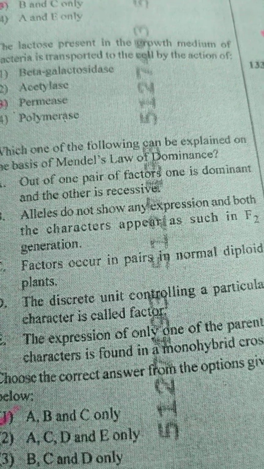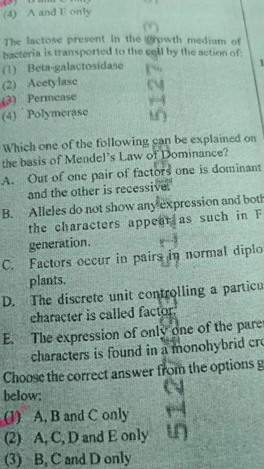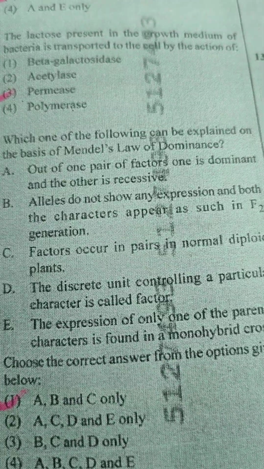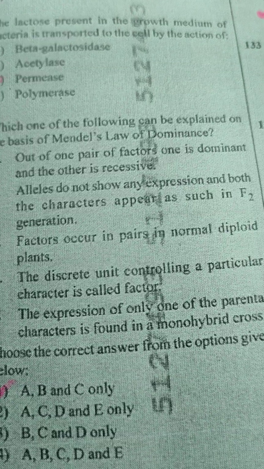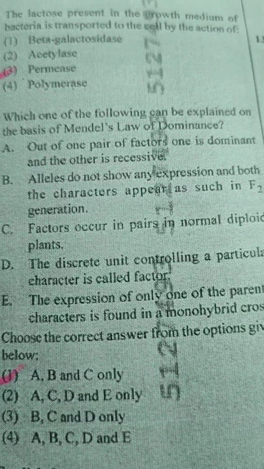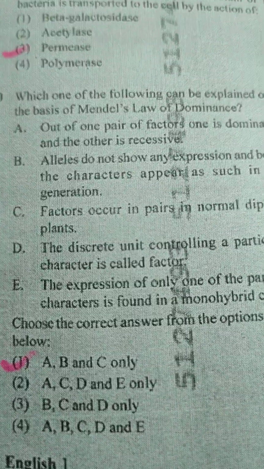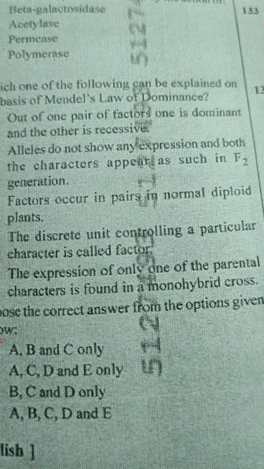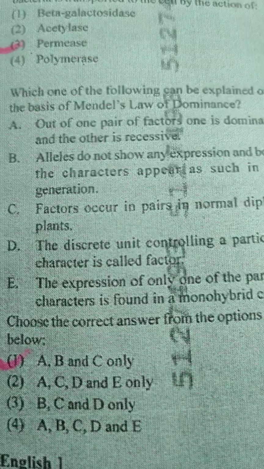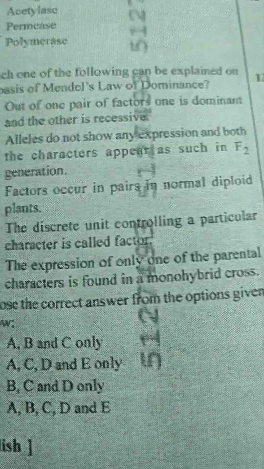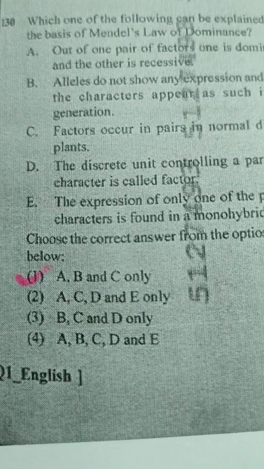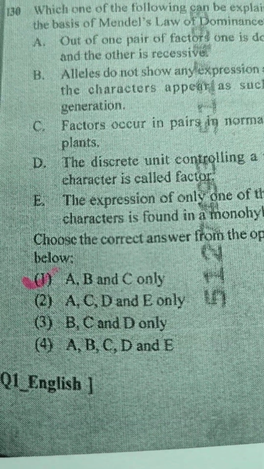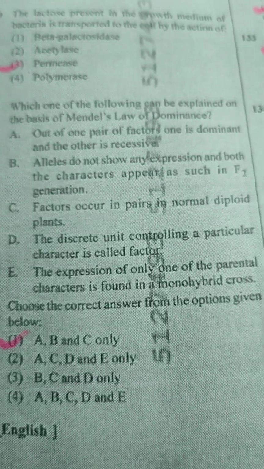Question number 130. Which one of the following can be explained on the basis of Mendel's law of dominance? A. Out of one pair of factors, one is dominant, the other is recessive. B. Alleles do not show any expression and both the characters appear as such in F2 generation. C. Factors occur in pairs in normal diploid plants. D. The discrete unit controlling a particular character is called a factor. E. The expression of only one of the parental characters is found in a monohybrid cross. Correct answer is 1, A, B and C.